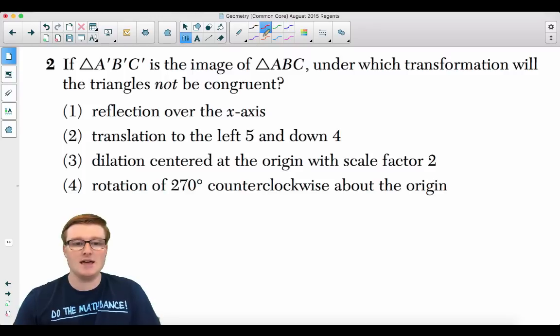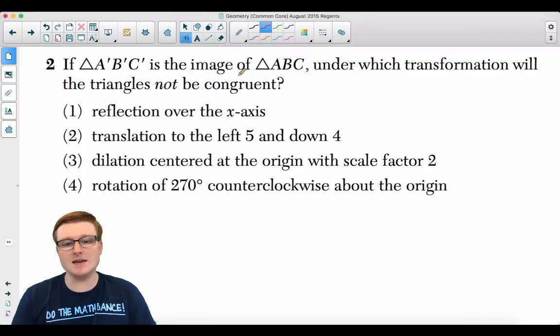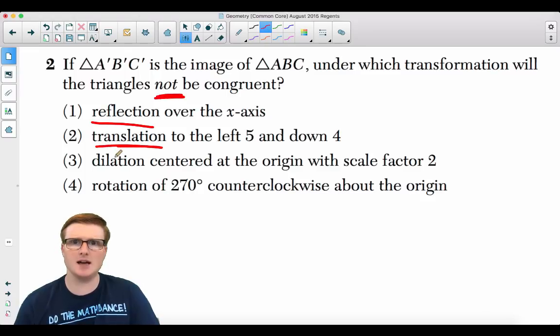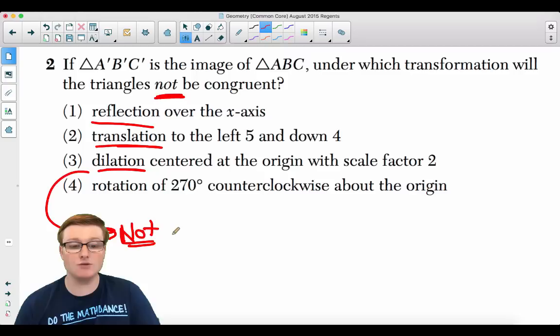All right, number 2. If triangle A prime, B prime, C prime is the image of triangle ABC, under which transformation will the triangles not be congruent? So we're looking for a transformation that changes size and is not a rigid motion. A reflection. Is that a rigid motion? Does that keep size? Yeah, it does. Translation. Does that keep size and shape and congruency? Yeah. Dilation. Dilation changes size. So a dilation is not a rigid motion.